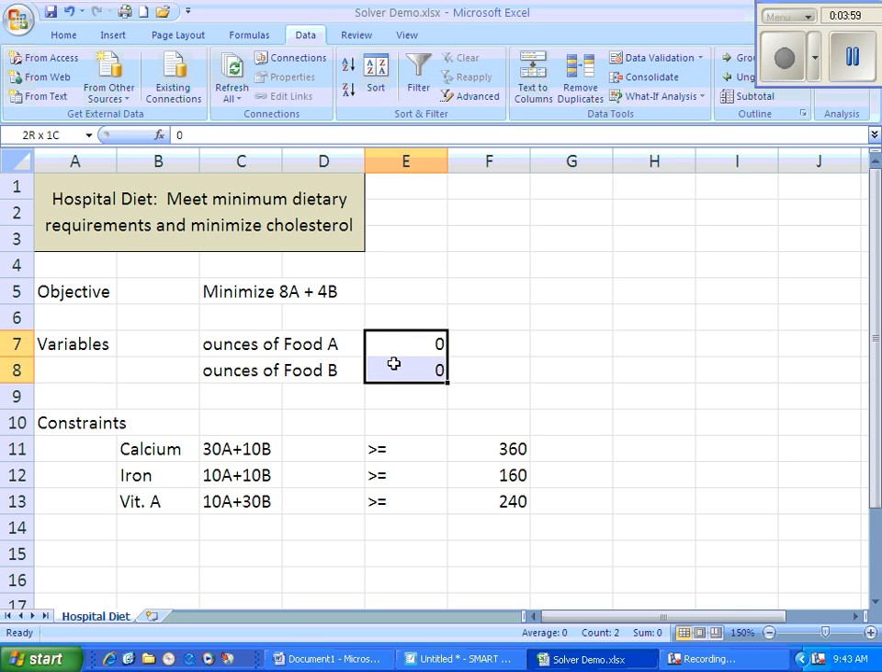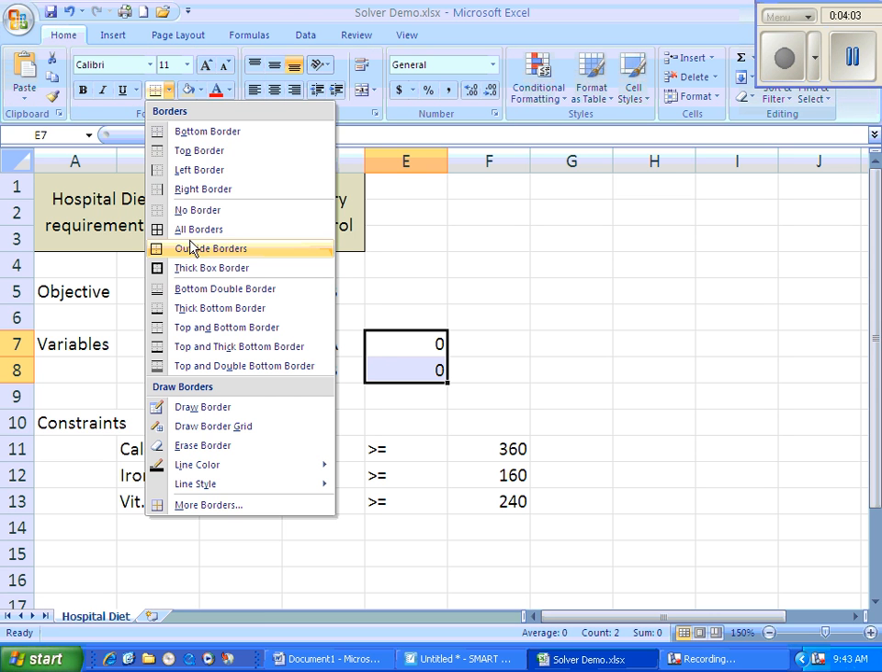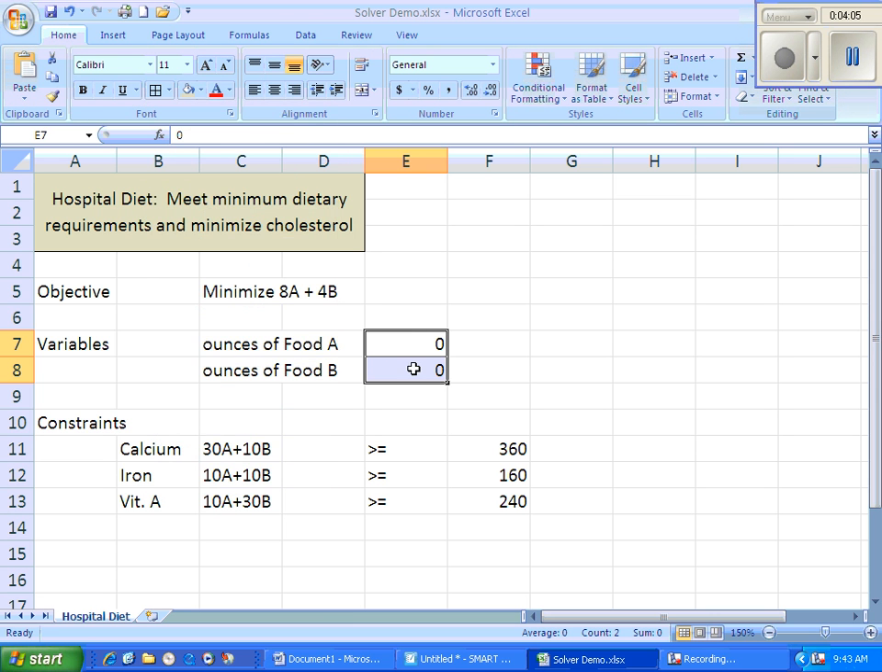Now what I've done is, in these two squares, just thrown in a couple of dummy numbers, 0 and 0, 1 and 1.